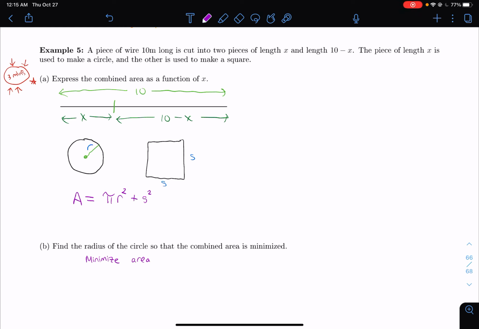So I got this area, but it's not in terms of x right now. I need it to be a function of x. Previewing part B, in part B, I'm going to try to minimize the area.